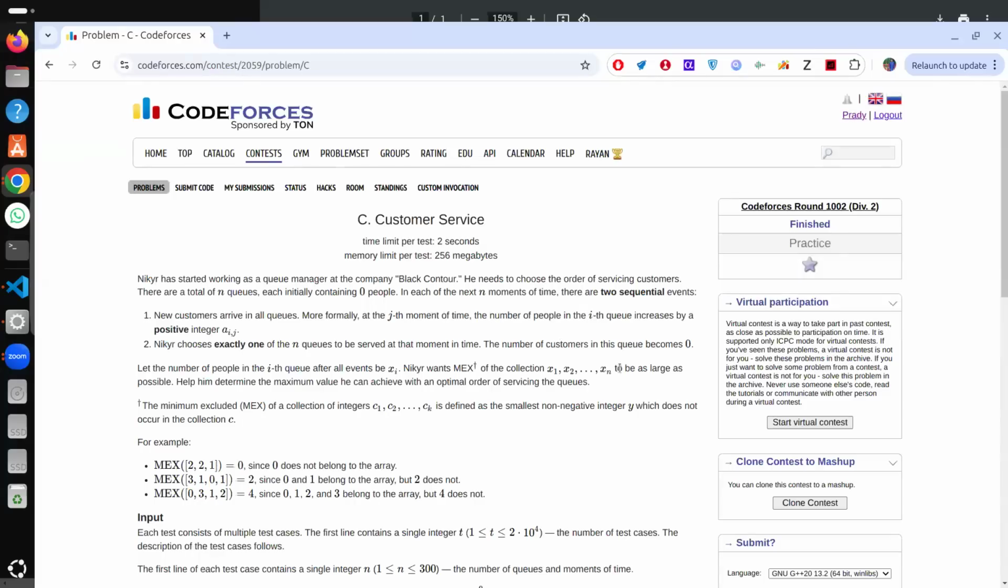One doubt. Abhishek is having a doubt. What's the doubt?